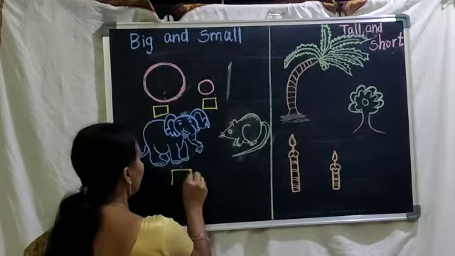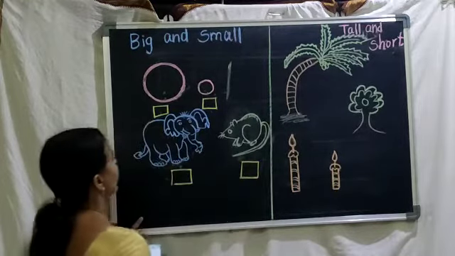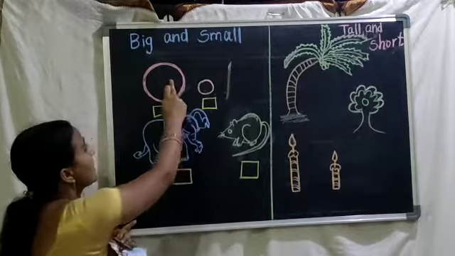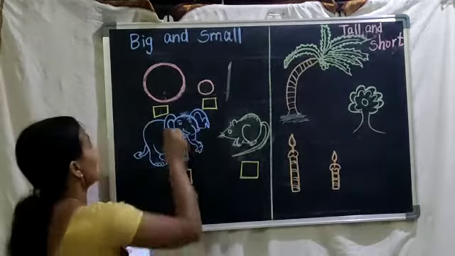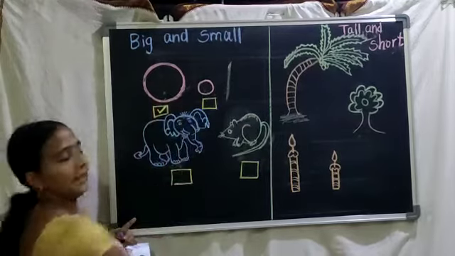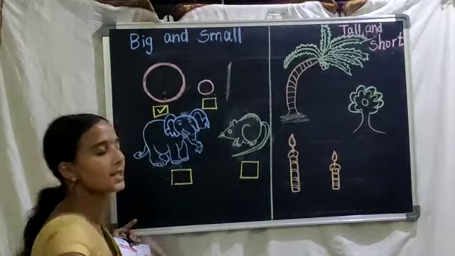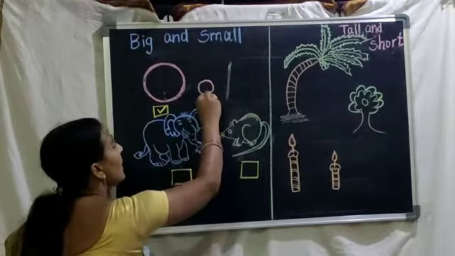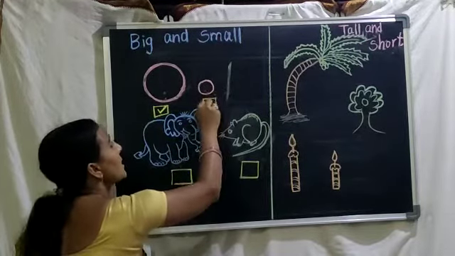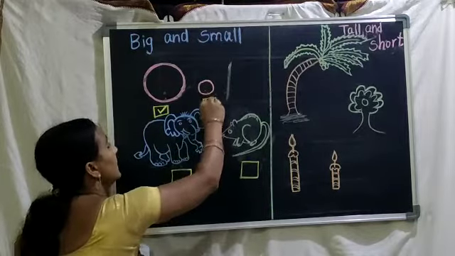Once look here. Yes. See here, how is the circle? Big circle. Then what should you do for big? Tick. And how is the circle? Small circle. So what should you do here? Cross. Cross means the X.